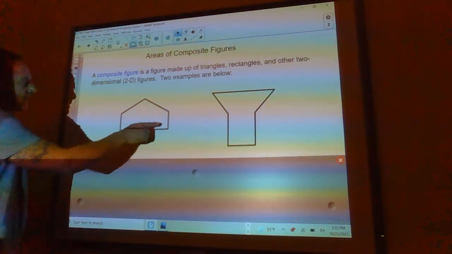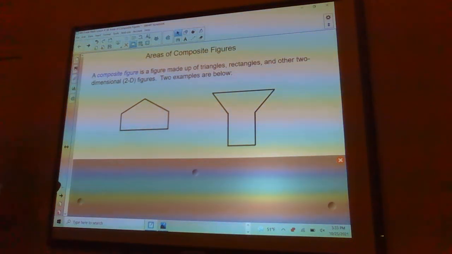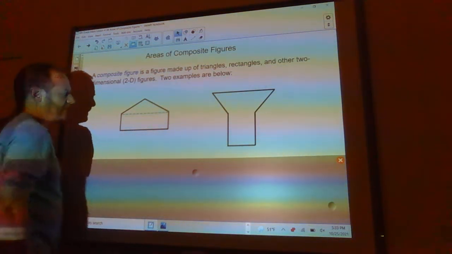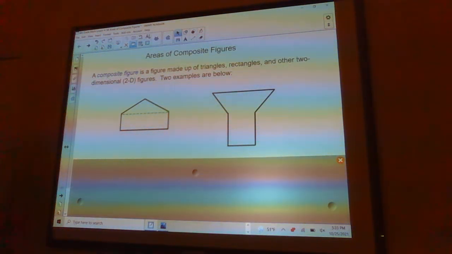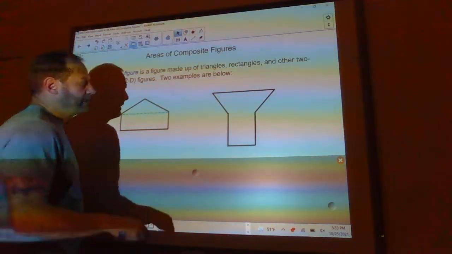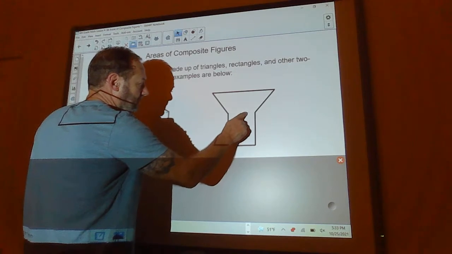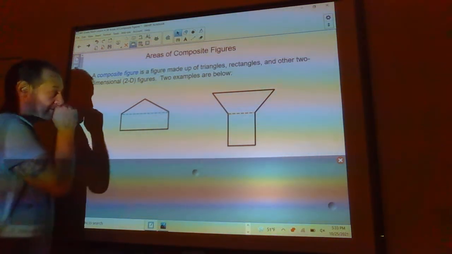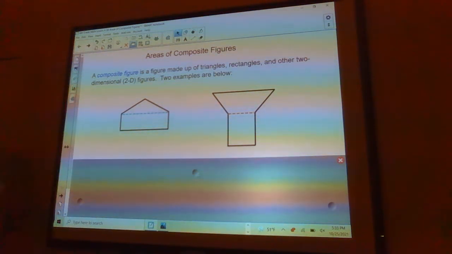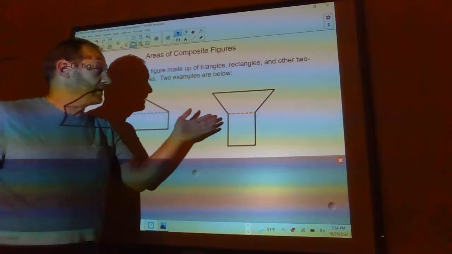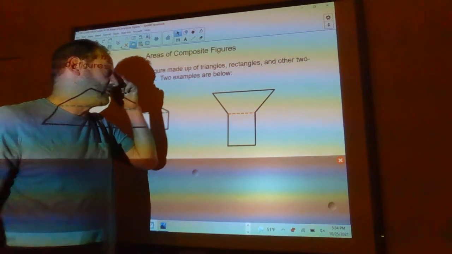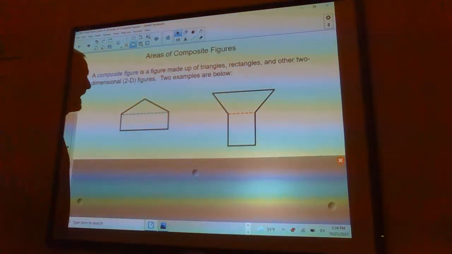So this right here is a pentagon, but it's also a composite figure because I can take it and divide it like this. So now it's a rectangle and a triangle. And then this one over here, I can split up like this, and now it's a trapezoid and a rectangle. So I have a formula to find the area of a rectangle. I have the formula to find the area of a triangle. I can use those both and find the area of this pentagon. Or here, this is a hexagon, kind of a weird shaped hexagon. I can use the area of a rectangle and the area of a trapezoid to find the area of that.